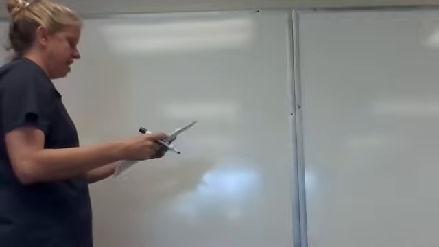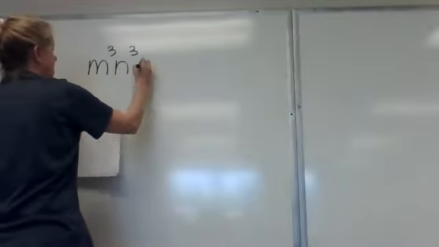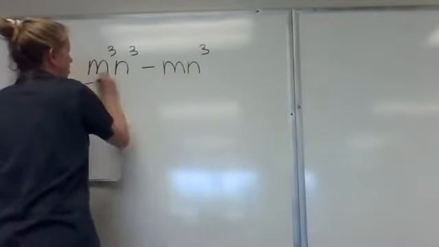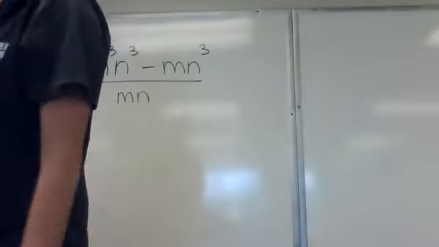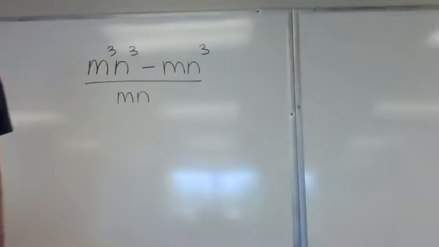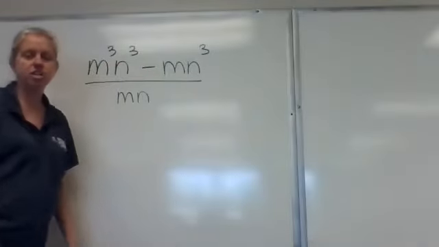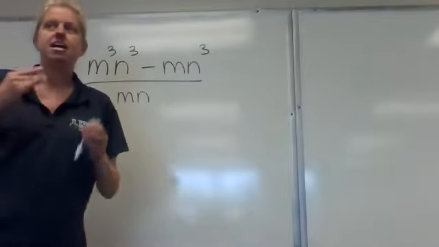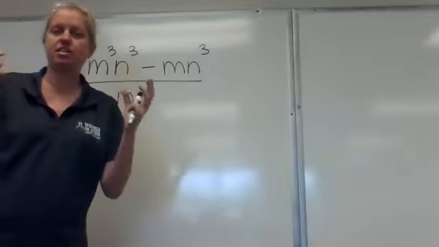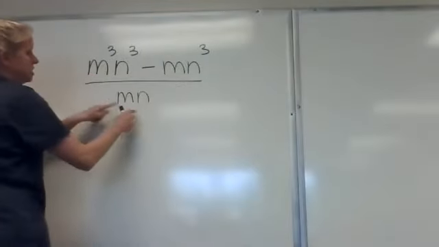Perform the division. You've got m to the third, n to the third, minus mn to the third, all over mn. So whenever you have a division problem, the denominator is going to be the denominator for every term up there. So the first thing I'm going to do, even though it takes a little bit of time up front to rewrite it, especially when I've got a bunch of different letters with different exponents, to help me not make a mistake, I'm going to write them each over this mn.